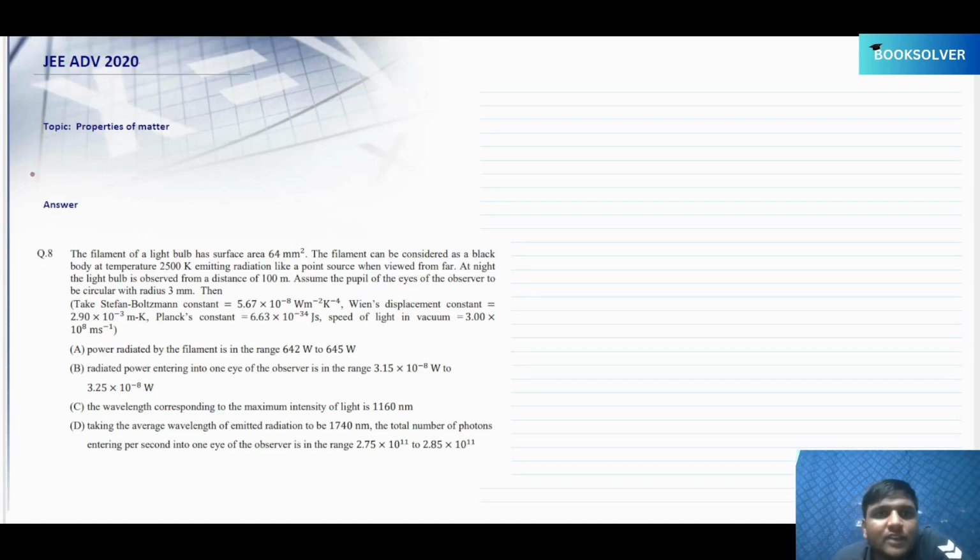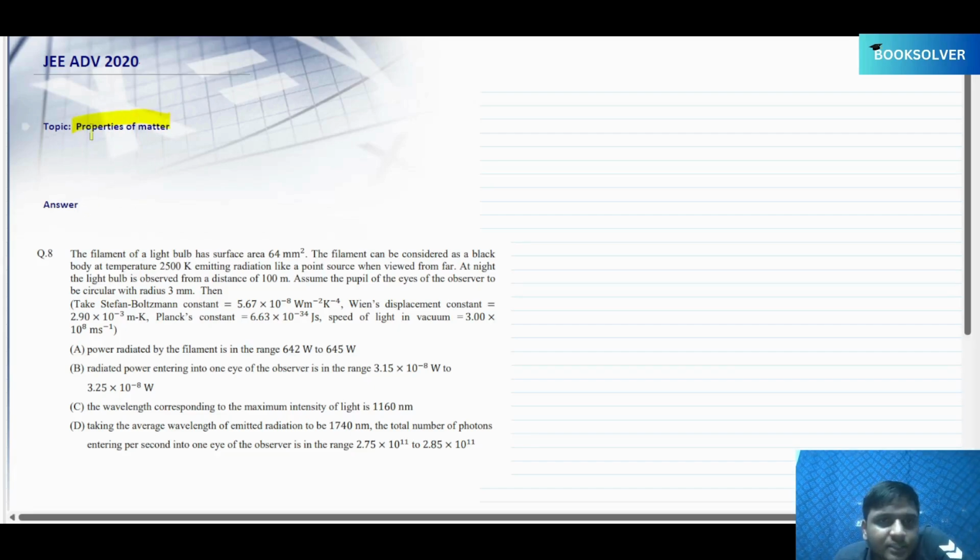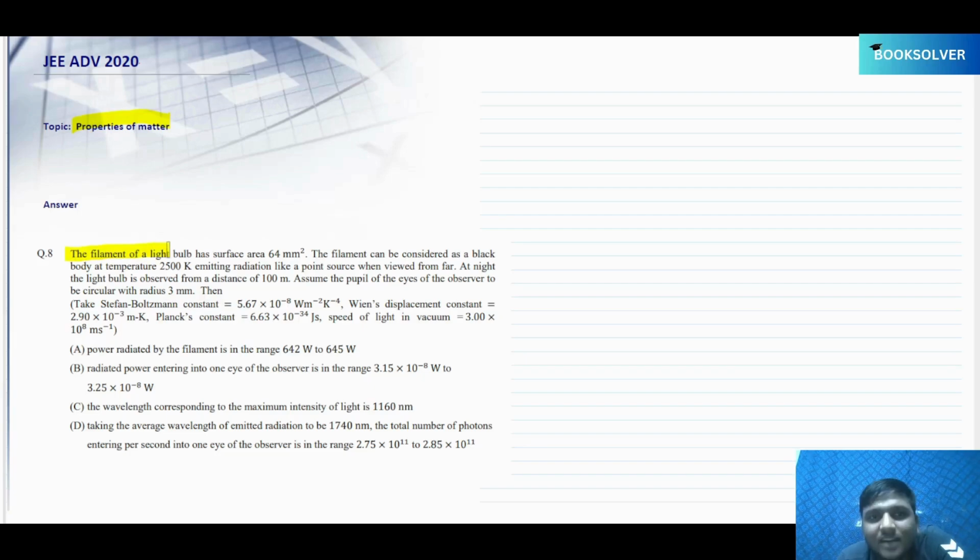Hello everyone. So today we are solving a question of JEE 2020. This is from the topic of properties of matter, and specifically from the topic of thermal properties of matter. And this is one of the most underestimated topics. People consider it for JEE Mains and do not take it seriously for JEE Advanced. So here's an example of how JEE Advanced can use these topics to make a difficult question.